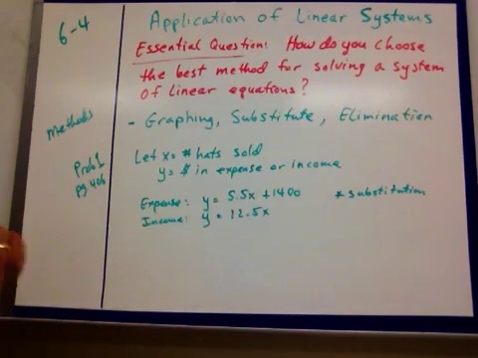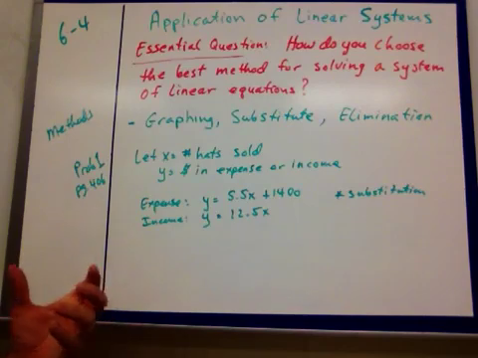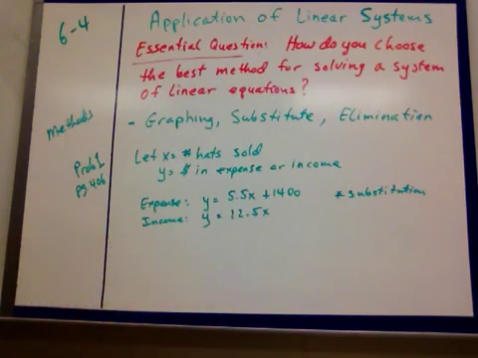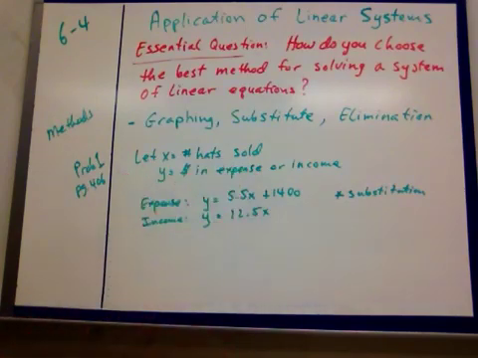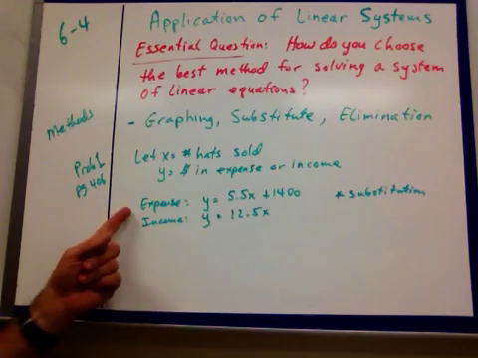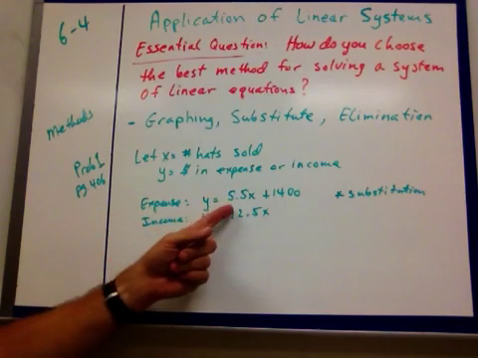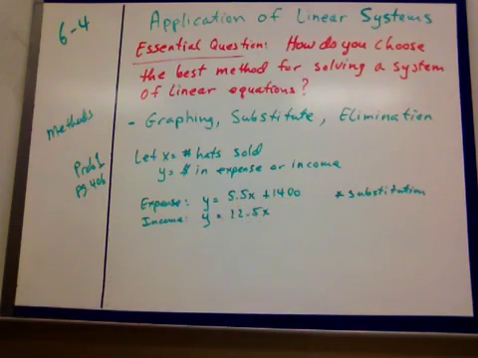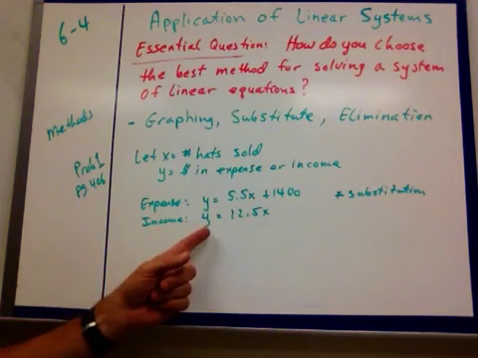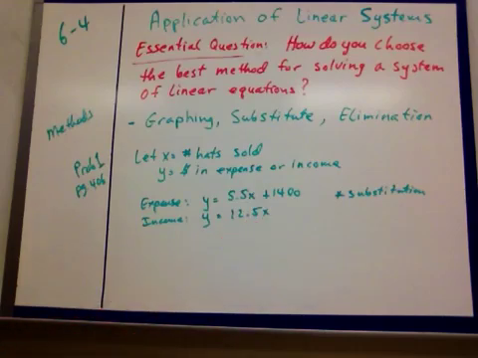Well, we've got two things we don't know here, so two equations, two unknowns. The first unknown, x, will be the number of hats that we sold, because the question is how many hats do you have to sell in order to break even. So y is going to be the amount of money, whether it's an expense or an income. Our expenses are $5.50 per hat in material, plus the $1,400 for advertising. That's money he has to put out. The money he brings in, that y, is $12.50 times the number of hats he sells. He's bringing in $12.50 for every hat.